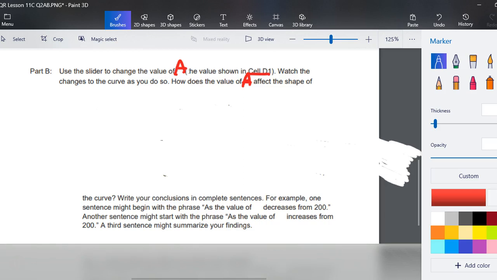For example, one sentence might begin with the phrase, as the value of A increases from 200. Another sentence might start with the phrase, as the value of A decreases from 200. And a third sentence might summarize your findings. Before you look at this, go ahead and make a prediction as to what you think A is going to cause the graph to do.